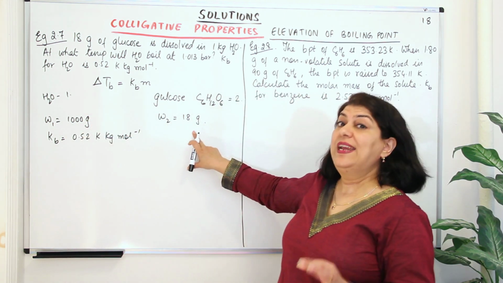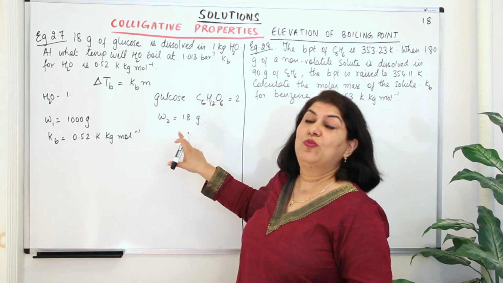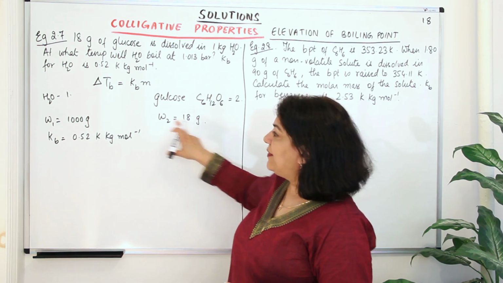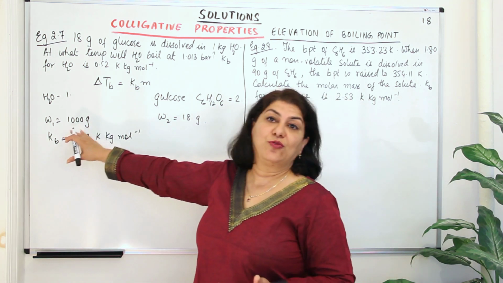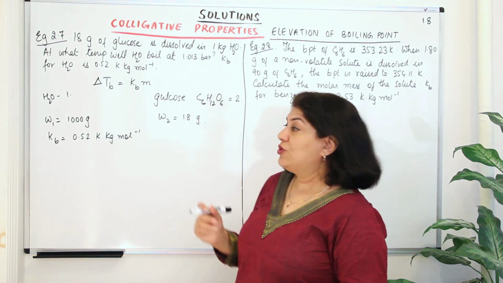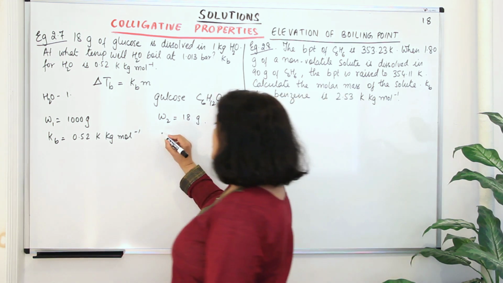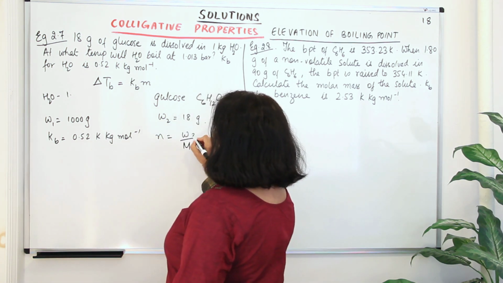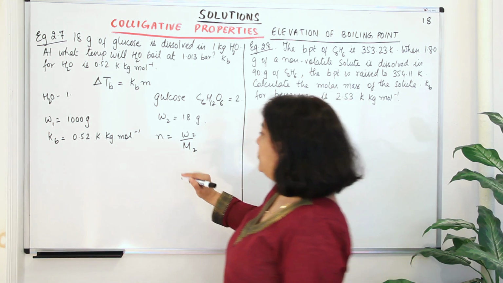We have been given the weight of glucose, so in order to find out the molality, we must have the number of moles of glucose. And if we have number of moles of glucose, 18 grams is present in 1000 grams, we need the number of moles present in 1000 grams. So if we just calculate the number of moles, that would be the molality of this solution. So in order to calculate the number of moles, what is number of moles? Number of moles is equal to mass upon molar mass of anything. Since you're talking of glucose, it is W2 upon M2. So we need to calculate M2.